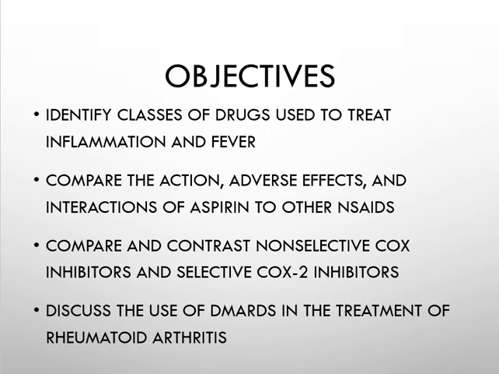We're going to talk about classes of drugs to treat inflammation and fever, compare action, adverse effects, and interactions of aspirin and other NSAIDs, and compare and contrast the COX inhibitors, selective and non-selective, COX-1 and COX-2 inhibitors. And then we're going to talk about using DMARDs for treating rheumatoid arthritis. Remember that DMARD is disease-modifying anti-rheumatic drugs.